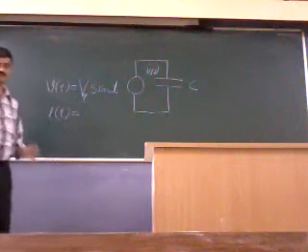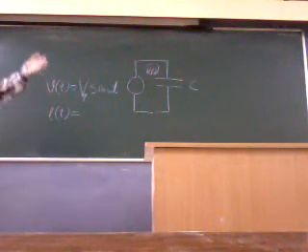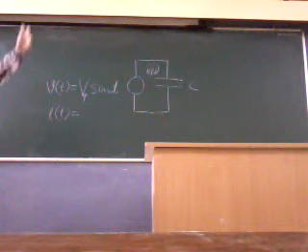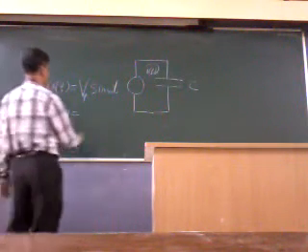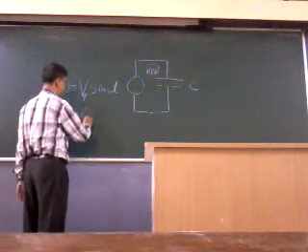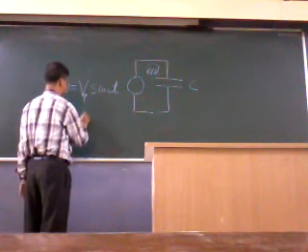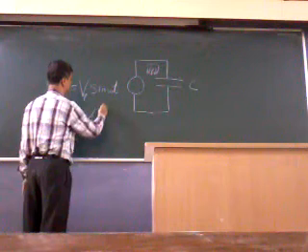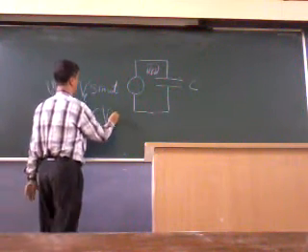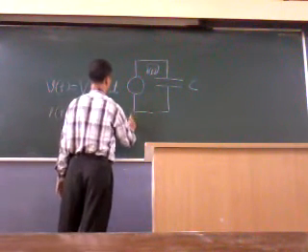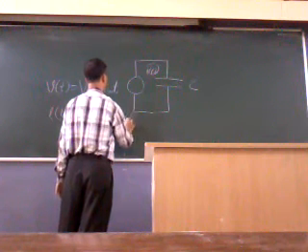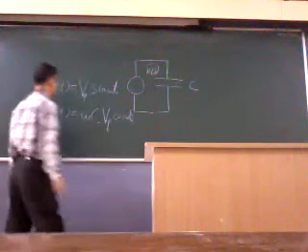Since I is C dV by dt, it would be C times d by dt of it. I can rewrite it in a simple form: omega C V_p cos omega t.